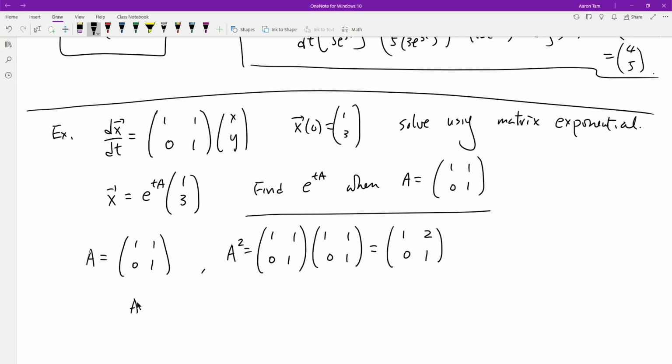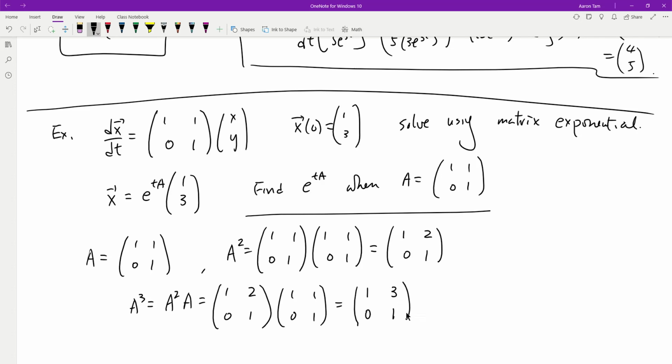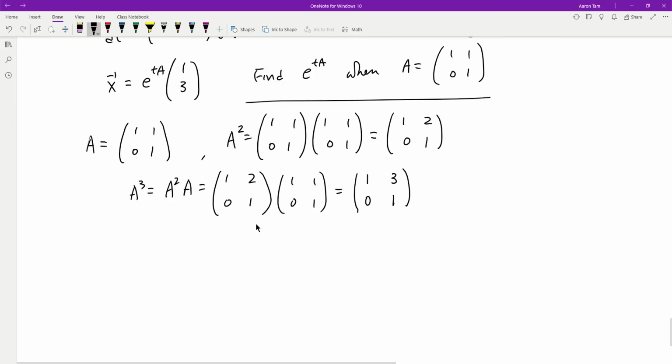Let's do A to the third. A to the third will technically be A squared times A. So I'm just going to do [[1, 2], [0, 1]] multiplied by [[1, 1], [0, 1]]. And when I do that, I get [1, 2] times [1, 0], which is 1 plus 0, which is 1. [1, 2] dot product [1, 1] is 1 plus 2, which is 3. [0, 1] times [1, 0] would give you 0. And [0, 1] times [1, 1] would give you 0 plus 1, which is 1. So I see a pattern emerging, but I don't know for sure yet.